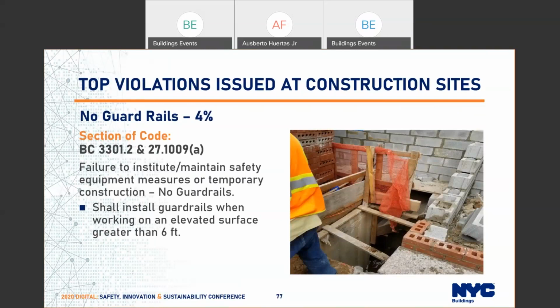The code requires guardrails when working above 6 feet. Guardrails are physical barriers to ensure that workers don't fall into holes or off the leading edge. Common reasons for issuing violations for no guardrails are: not in place at the time of inspection, guardrails not able to withstand 200 pounds of force per code, and any elevated platform over 6 feet where other types of approved fall protection are not in place.